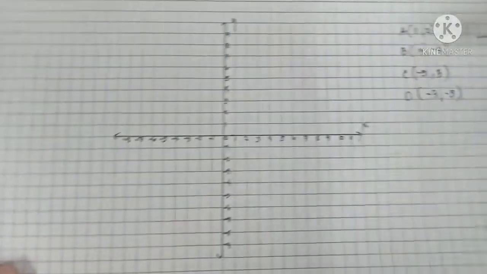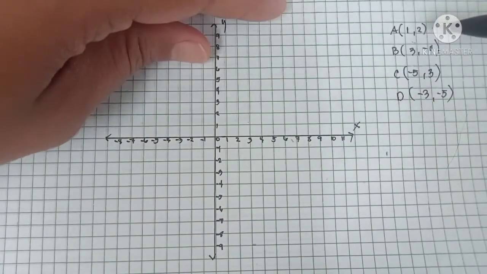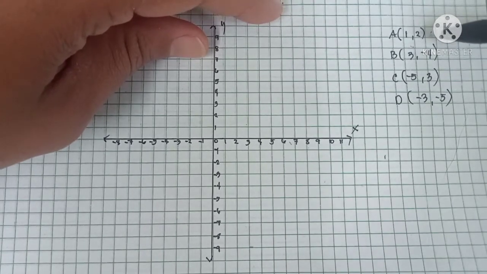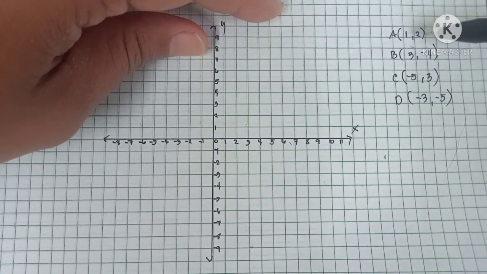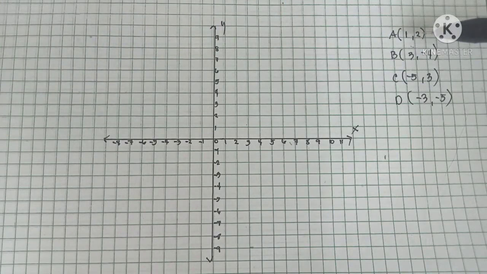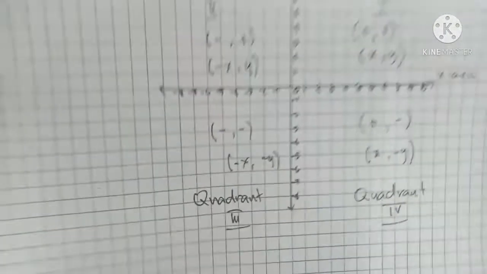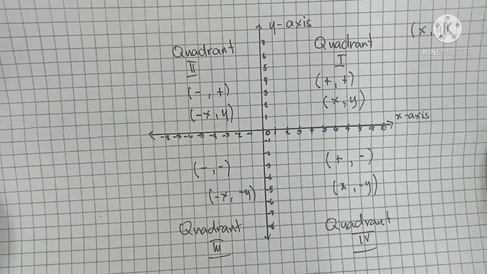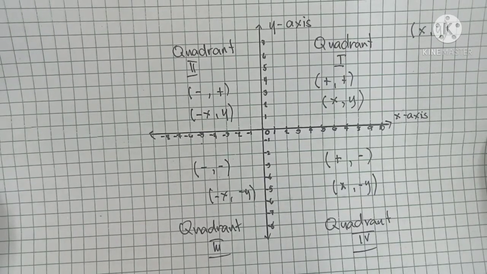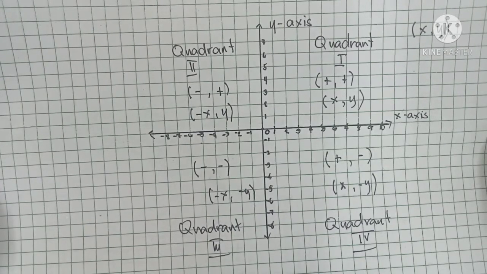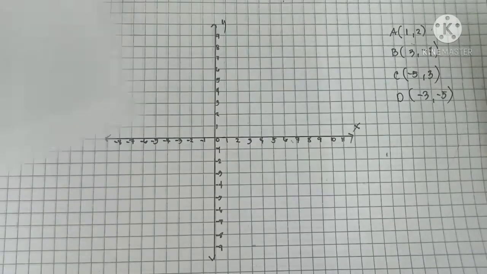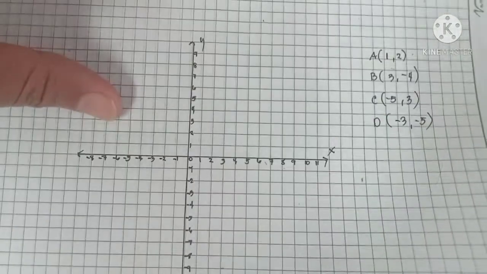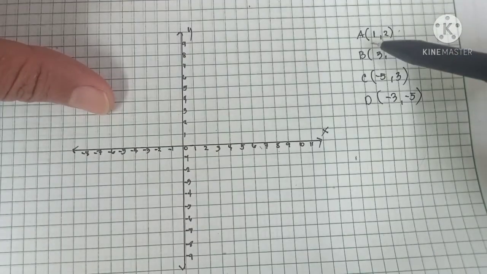So, what quadrant do you think is our point A? 1, 2. Our 1 is positive and our 2 is positive. What quadrant is that? Yes, that belongs on quadrant number 1. On quadrant number 1, both x and y are positive. So let us try to plot now our point A, which is 1, 2.